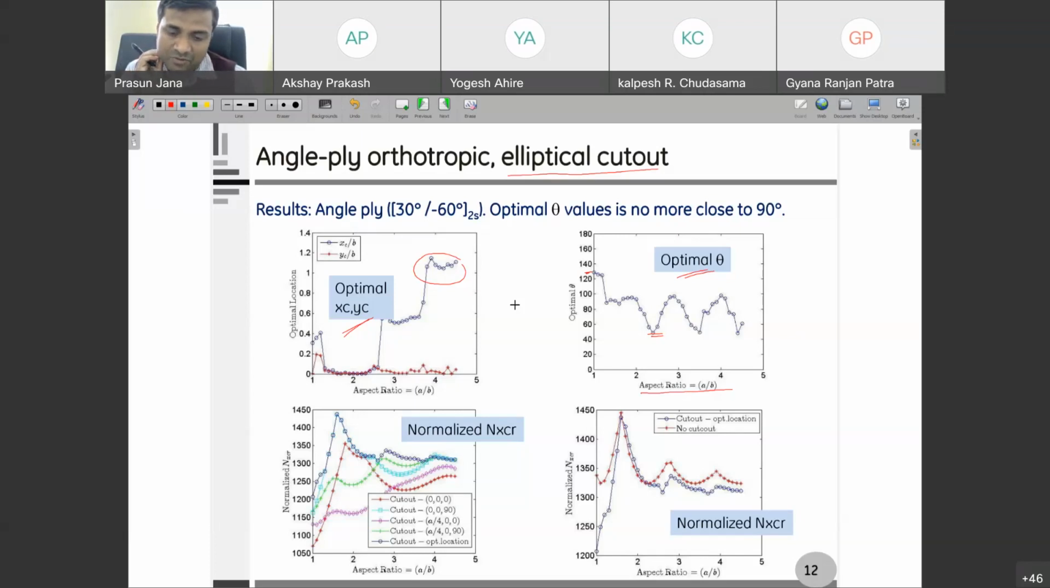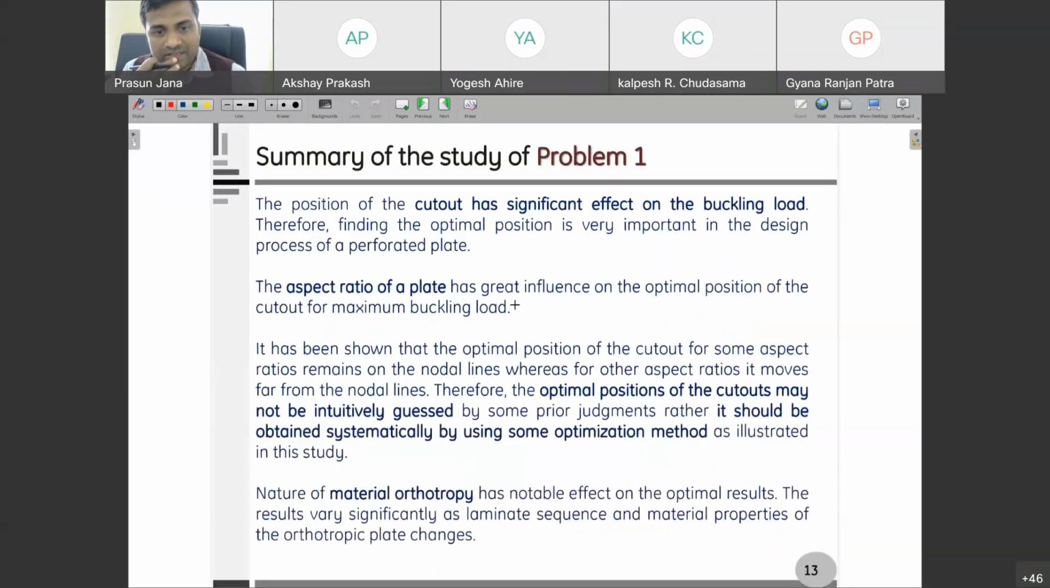You may have so many complicated equations to handle. So better we can go with FEM solutions, and then we can set up this optimization scheme using some co-simulation technique. Okay. And so these are some summary which I have already mentioned, that material orthotropy has influence, aspect ratio has influence on that. So you have to adopt a systematic approach of optimization scheme.